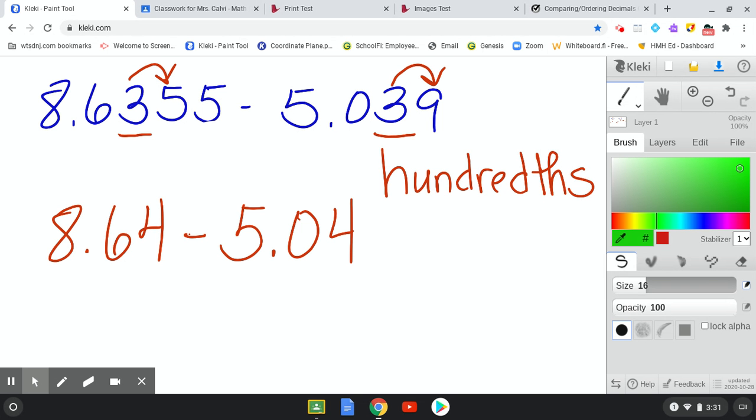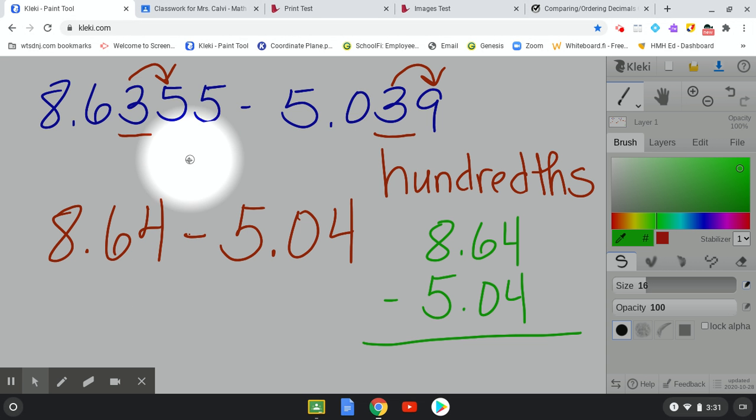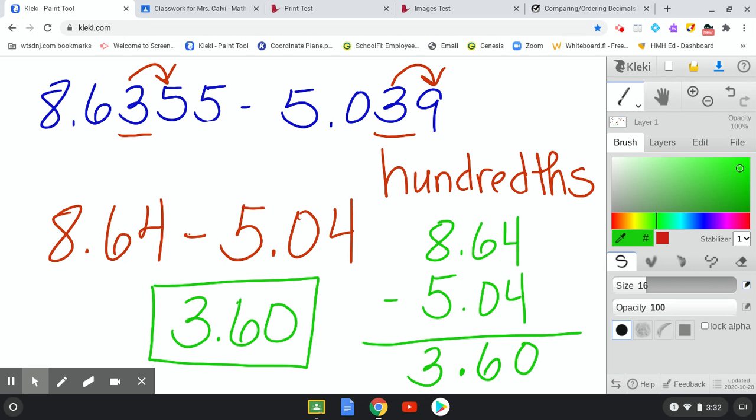So I'm going to rewrite it on the side here. So 8.64, and I am subtracting 5.04. So remember, this is going to be an estimate. It's not the actual answer because we rounded or estimated the original numbers. So 4 minus 4 gives me 0. 6 minus 0 gives me 6. Drop down my decimal. 8 minus 5 gives me 3. So my estimated answer is 3.60. And I'm actually putting that 0 because it told me to round to the hundredths place.